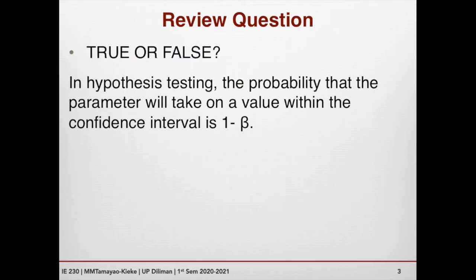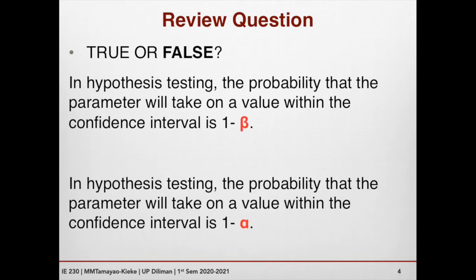But before we go to that, again, let's first have a review question. True or false? In hypothesis testing, the probability that the parameter will take on a value within the confidence interval is 1 minus beta. Take a few seconds. Okay, so what's the answer? That statement was actually false.